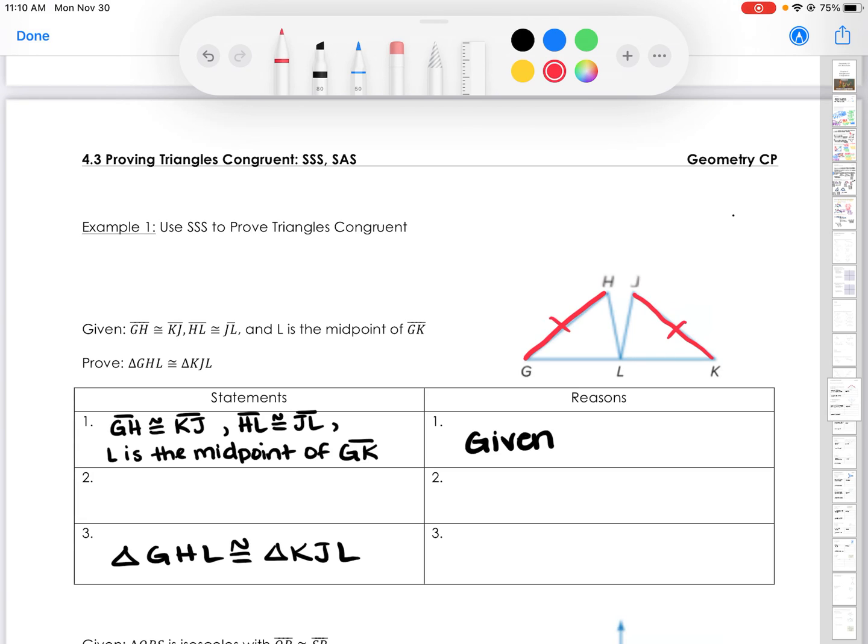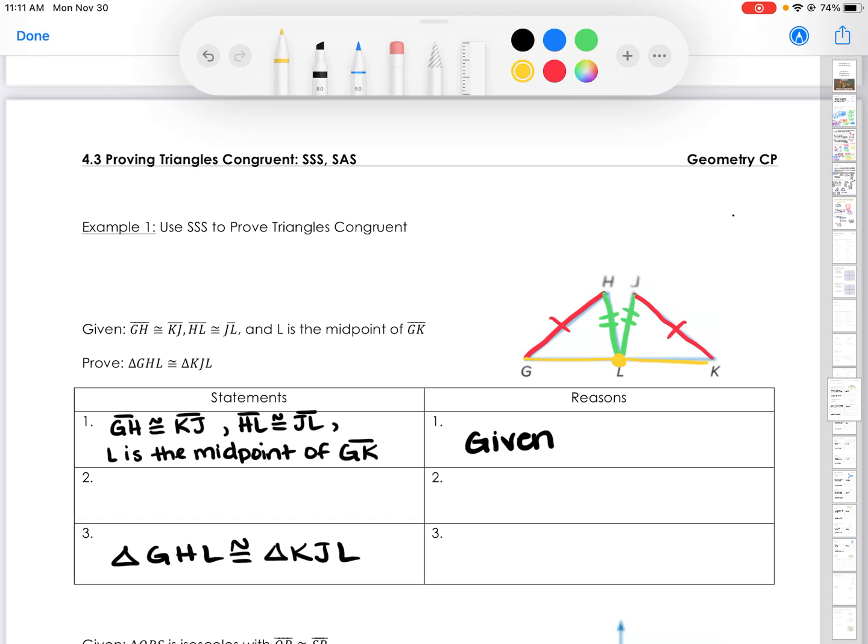So we're going to mark those off on our triangle. We're also given that HL and JL are congruent. So we'll mark those off as well using a different set of tick marks. The last thing we're told is that point L is the midpoint of GK.